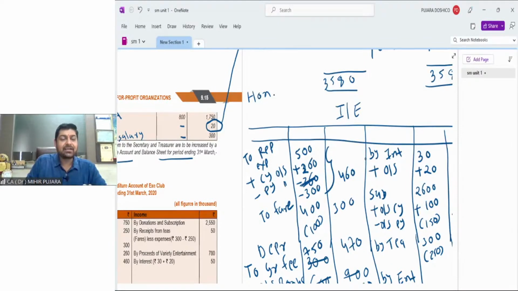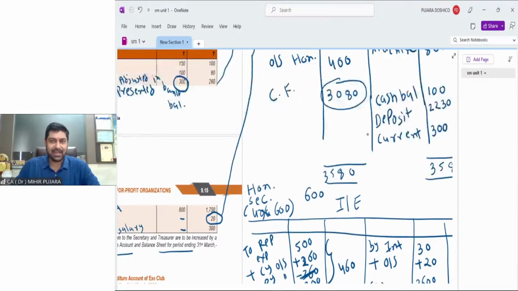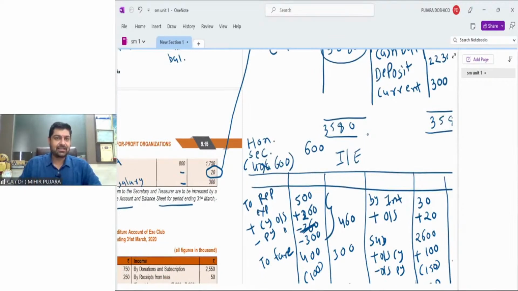Honorarium to treasurer or secretary. The direct expenses should be how much, guys? 600. It was 400, now how much should be given instead? 600. Simple. In INE, you should debit 600. Only 600.